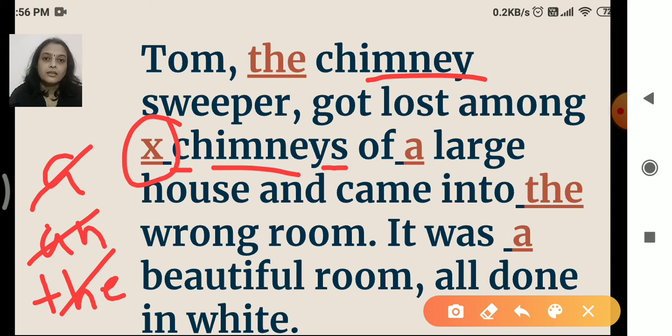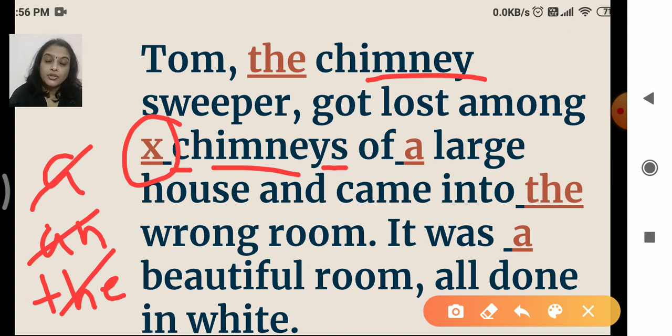We'll start from the beginning. Tom, the chimney sweeper, got lost among, again a blank, we have put a cross, chimneys of a large house. Now we do not know which house for the first time, so a large house, and came into the wrong room. Again, the room is being introduced, so why has the come? Because we are talking about the particular room in which Tom has entered, right? So he came into the wrong room.